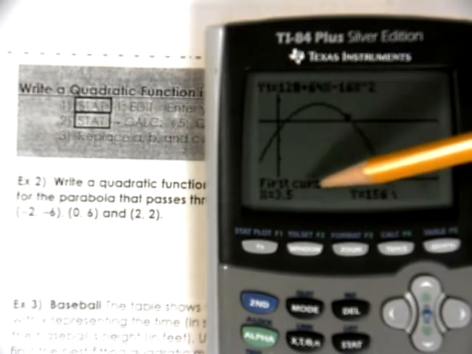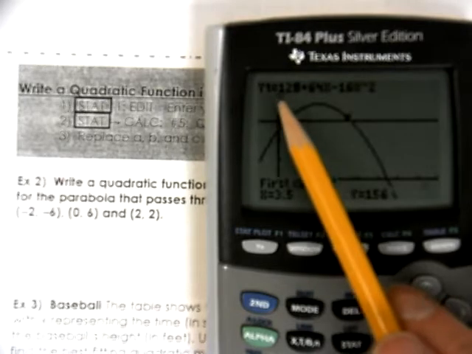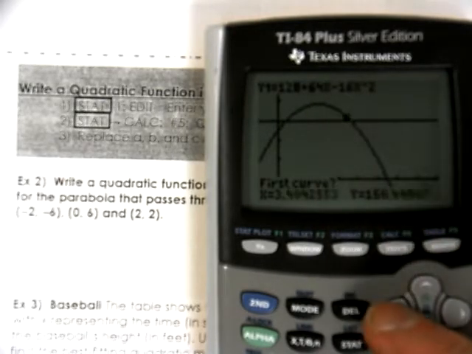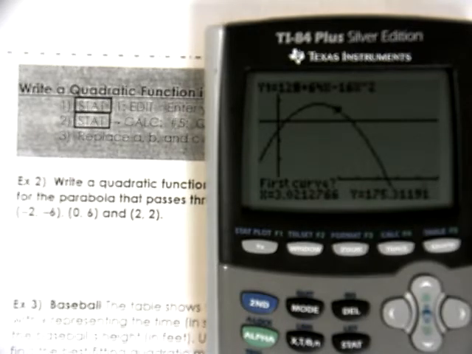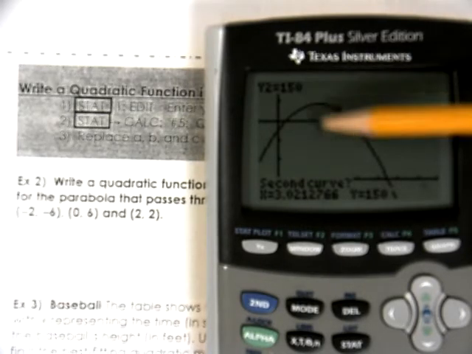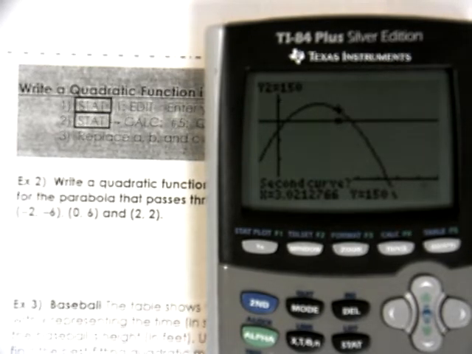It asks us here, is this your first curve? If you look at the top of your calculator, you'll see an equation. Is that the equation that you're talking about? The answer is yes, so I hit enter. Is this the equation that we're also looking for the intersection of? Yes, I typed it in. Of course it's right, so I hit enter.